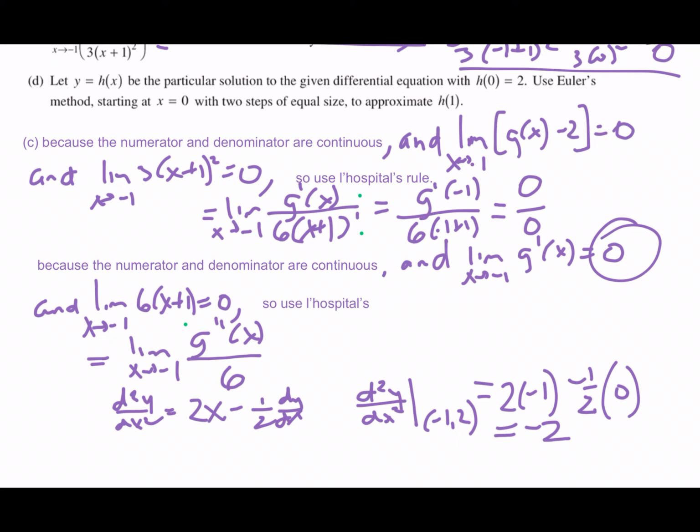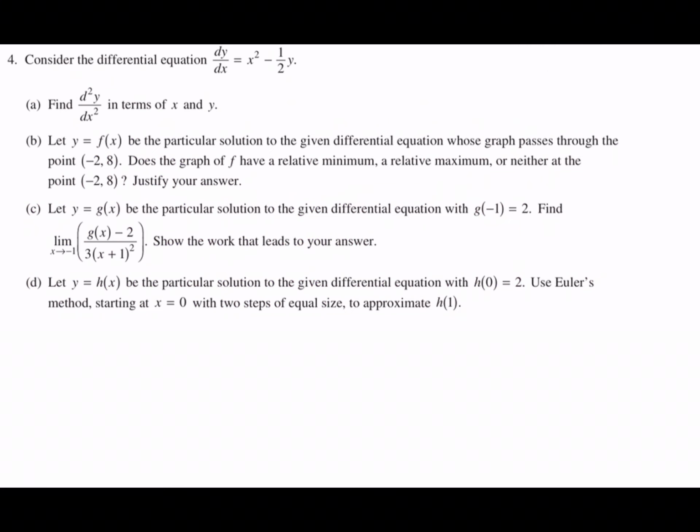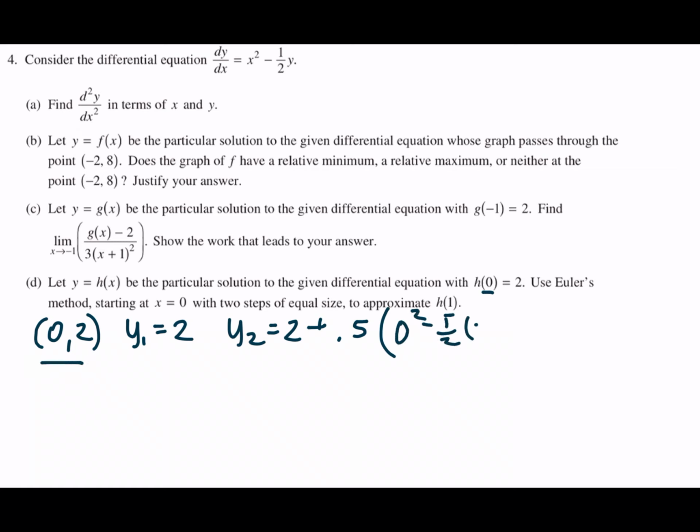All right, let's move on to part D. Part D wants us to use Euler's method. So I'm going to start with my initial point. I have my point 0, 2. Okay, and so my initial y is 2. My new y is going to be my old y plus my step size times my slope at my previous point. So my step size right now, I'm going from 0 to 1. Okay, so that's in a positive direction. So my step size is going to be a positive 1/2, times my derivative at the point 0, 2, which is going to be 0 squared minus 1/2 times 2.